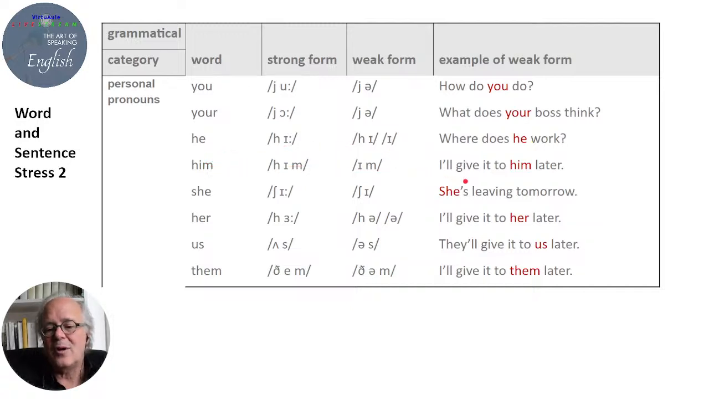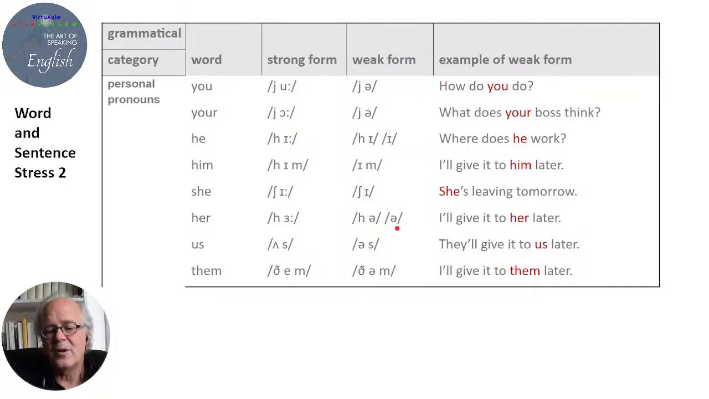Him. I'll give it to him later. Him gets nullified. The h. I'll give it to him. To him. And it's not contracted, but that's what it seems like it's doing. She. She's leaving tomorrow. She gets changed to she. Her. I'll give it to her later. I'll give it to her.